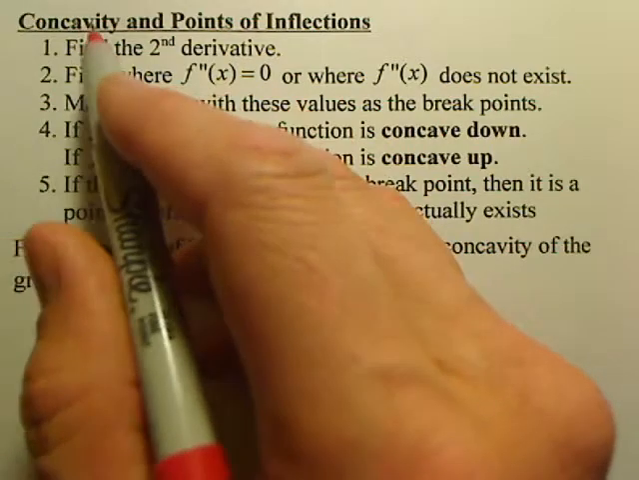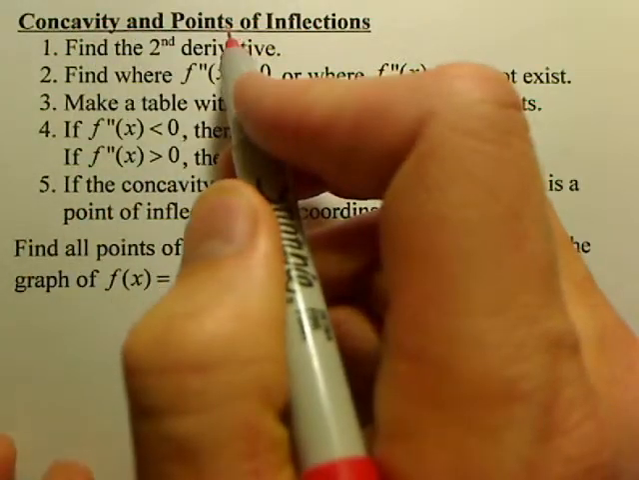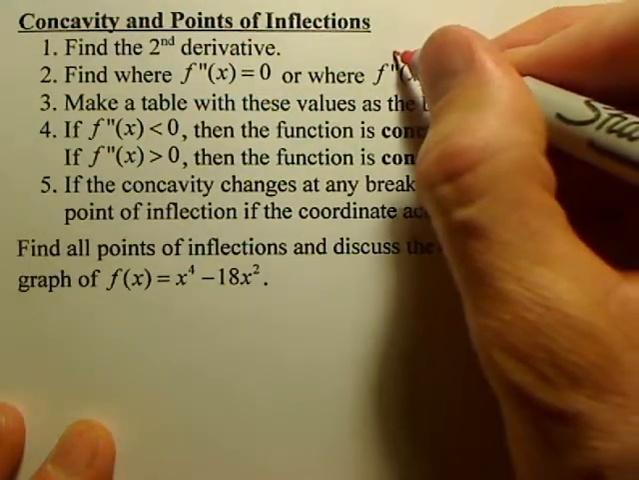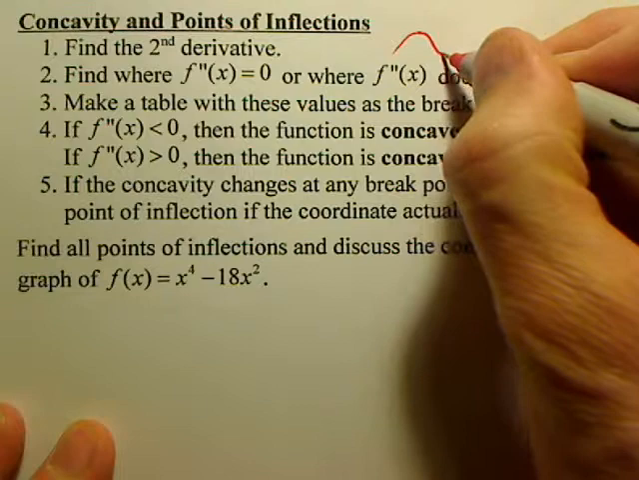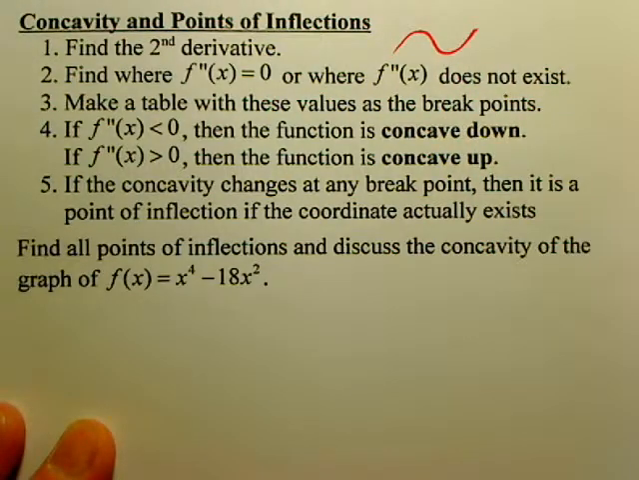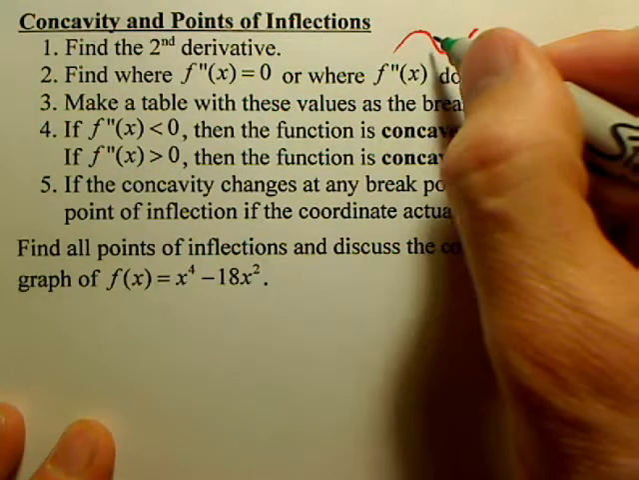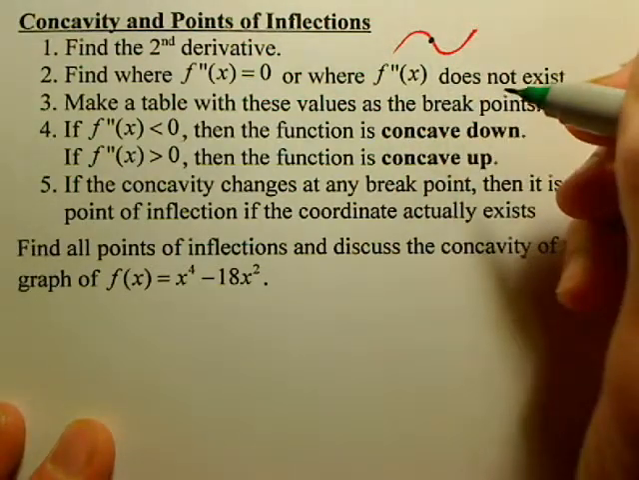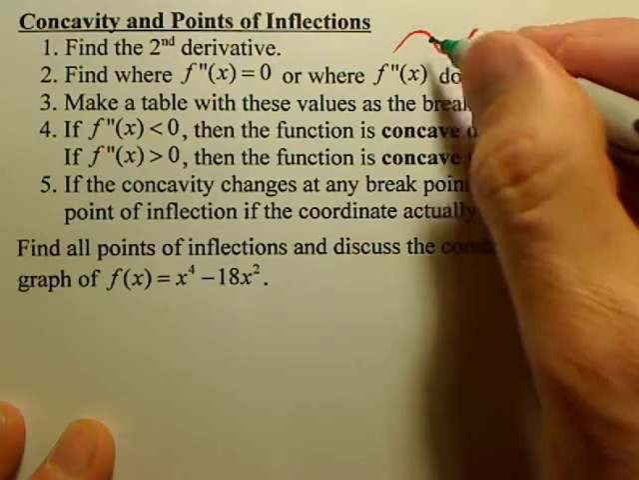We're going to talk about concavity and points of inflection. What that is, let me give you a little graph to kind of see what I mean by concavity and points of inflection. If that's my graph, all right, this right here is called a point of inflection. Now the reason for that is the concavity changes at that point.